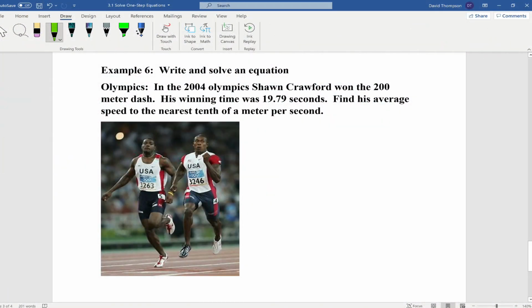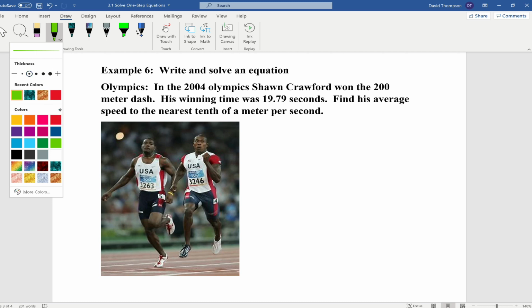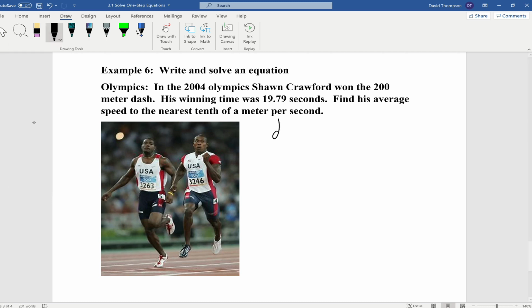And example 6. Write and solve an equation. In the 2004 Olympics, Shawn Crawford won the 200-meter dash. His winning time was 19.79 seconds. Find his average speed to the nearest tenth of a meter per second. So first thing we're going to do is write our equation. Remember, distance equals rate times time. My distance in this equation is 200. We're looking for his average speed, so that's our rate. And we know our time is 19.79.